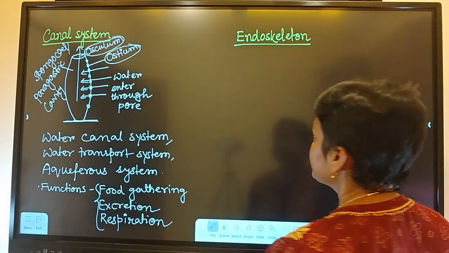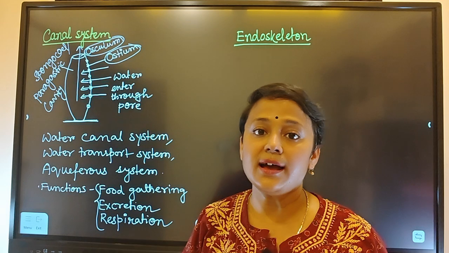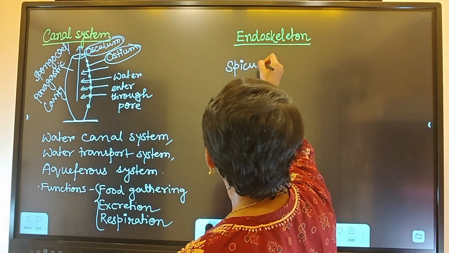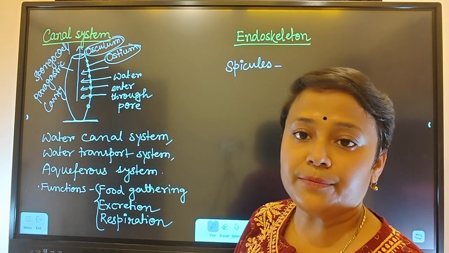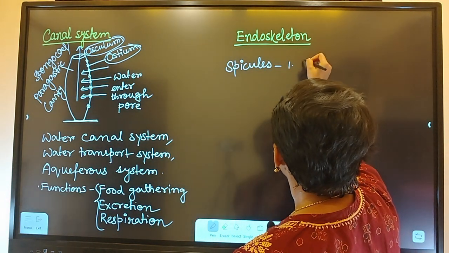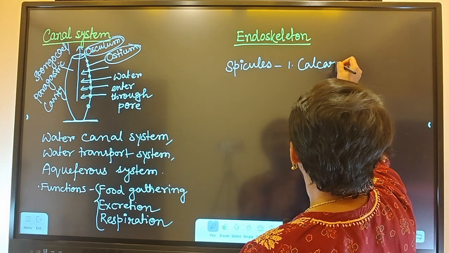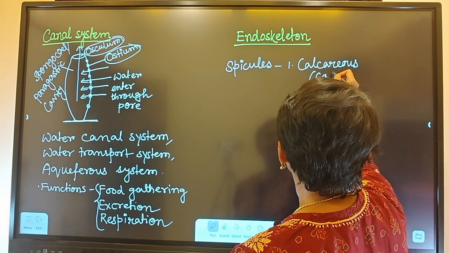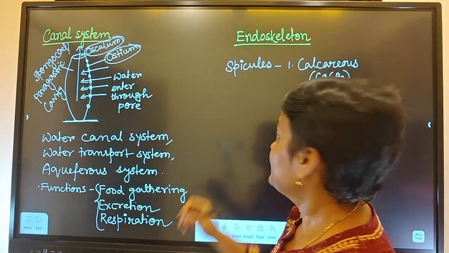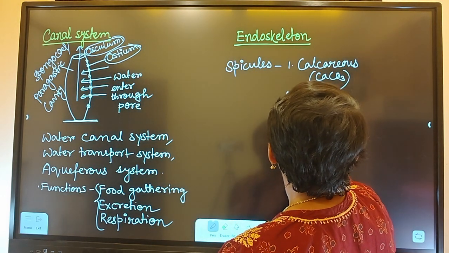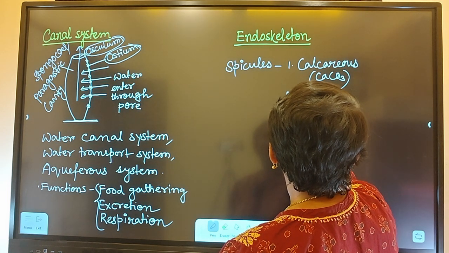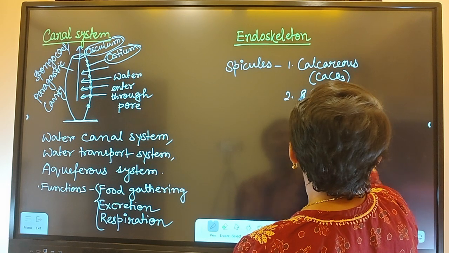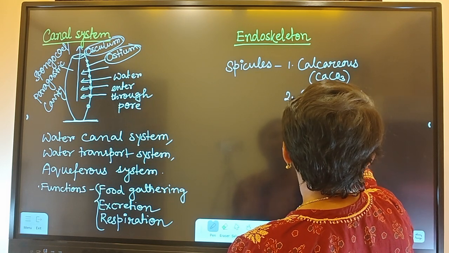Now coming to the endoskeleton. As I told, they have spicules. Spicules may be of two types. The first one is calcareous, which means it is made up of calcium carbonate. And the second one is siliceous, which means it is made up of silica.